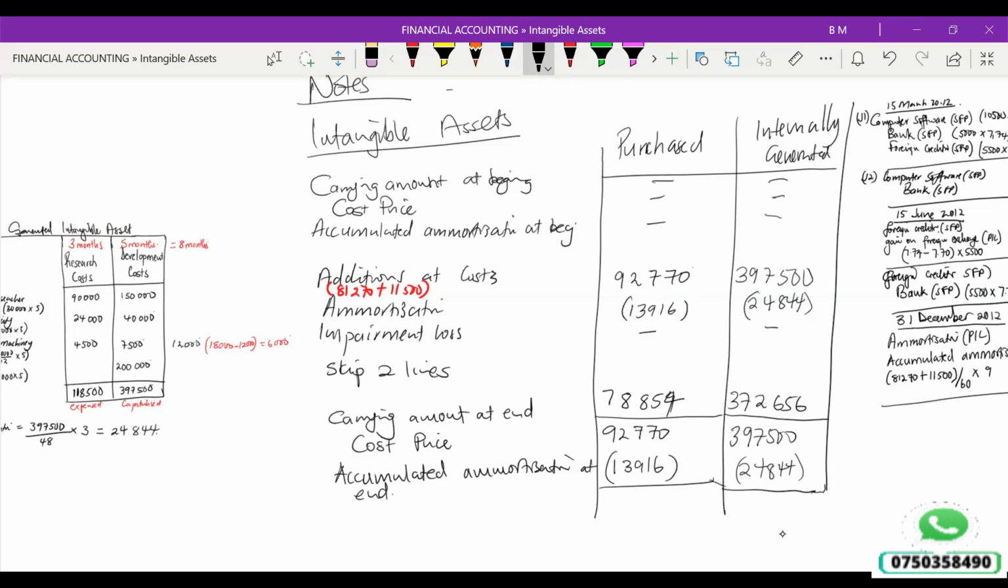All right, so guys, that's how we account for a purchased intangible asset and an internally generated intangible asset. Then when we meet next week, we're going to start impairing these assets. Remember, this is IAS 38. We're also doing impairment of IAS 16, the PPE, the physical ones. They can also be impaired.